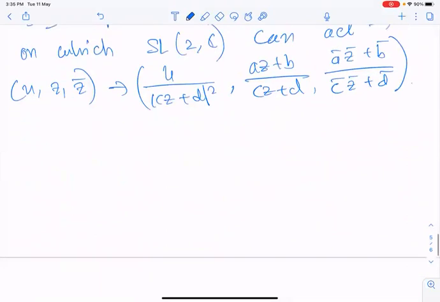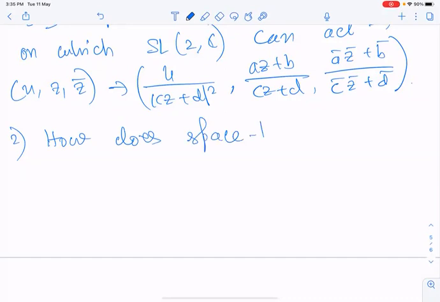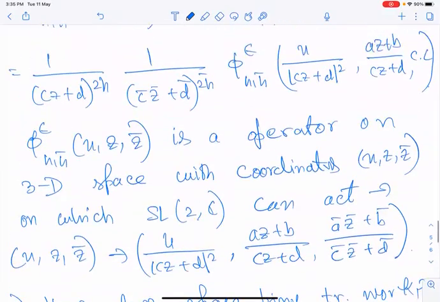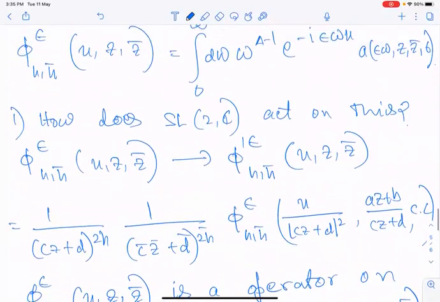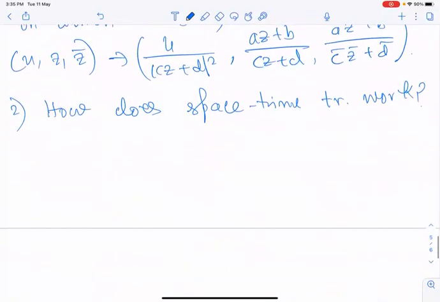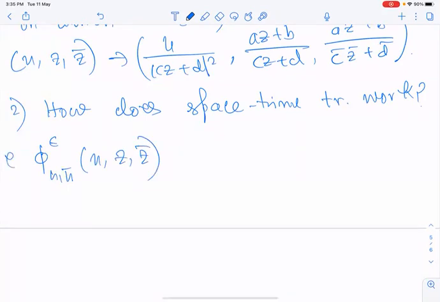So this is one point. Now, second is how does space-time translation work? Okay, so you can do the same thing. So you can translate this operator. Suppose you do this, say e to the power iHa.